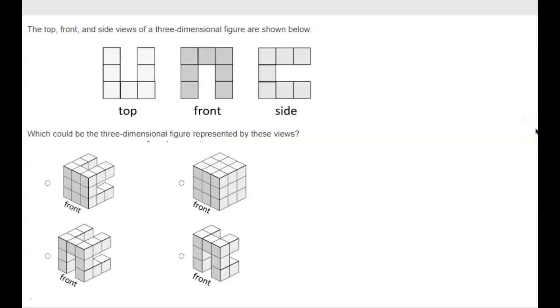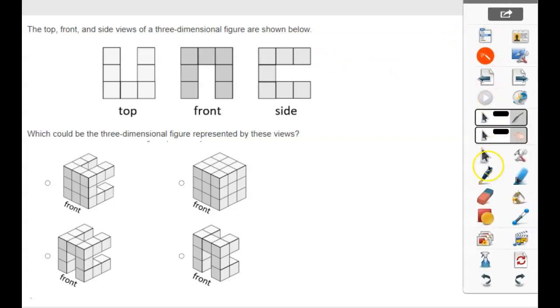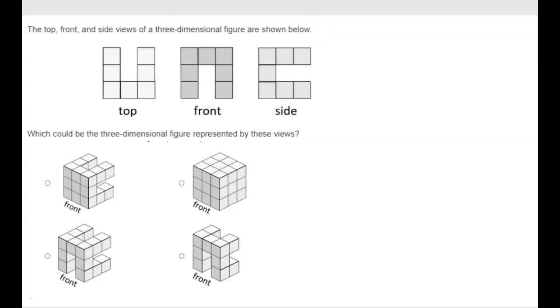This is the composite figures practice test, and this can be used to study for your test on Thursday. Number one, the front, top, and side views of a three-dimensional figure are shown below.